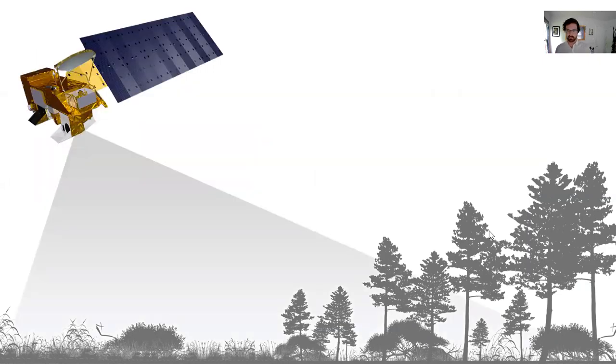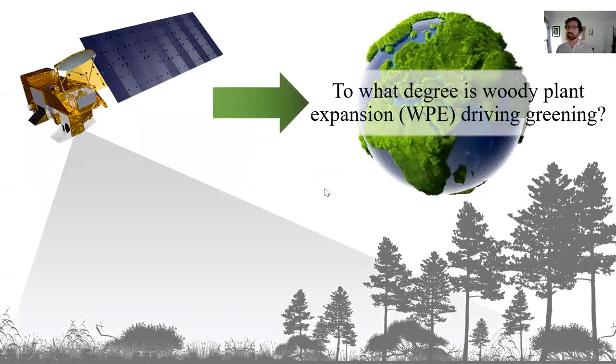If we think about greening being a satellite-based measurement of productivity, and then we think of woody plant expansion simultaneously occurring in grasslands across the globe, it raises the question: to what degree is the woody plant expansion phenomenon driving this observed greening trend? It's important to tease these apart because they both have unique functional consequences and feedbacks with the ecosystems that they're occurring in. So teasing apart whether it is more greening or more woody plant expansion, or whether woody plant expansion is even driving greening, is a useful place to start.